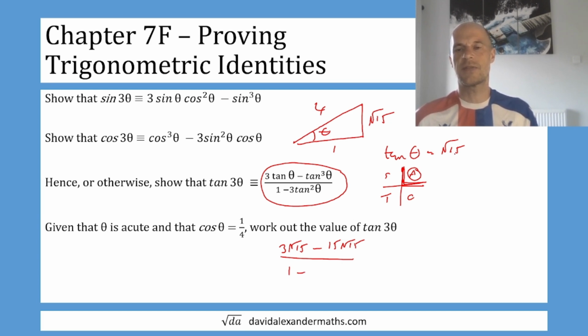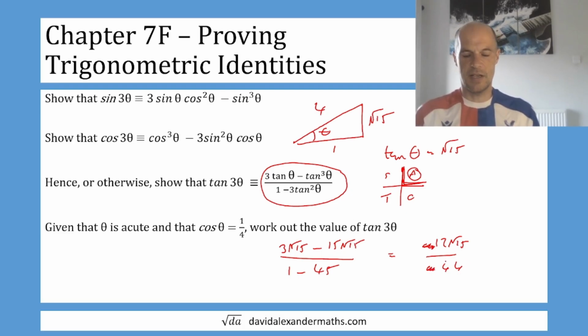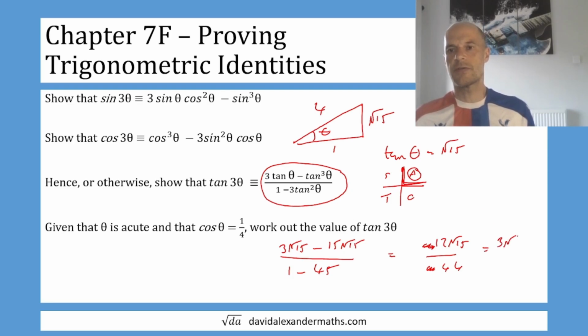Well, if tan theta is root 15, then tan squared theta is 15. So it's going to be 1 minus 3 times 15. So 1, take away 45. So that is going to be minus 12 root 15 over minus 44. So 12 root 15 over 44. And 12 over 44, that can simplify to 3 root 15 all over 11. So there we go. That is the value of the tan of 3 theta. And we're done.